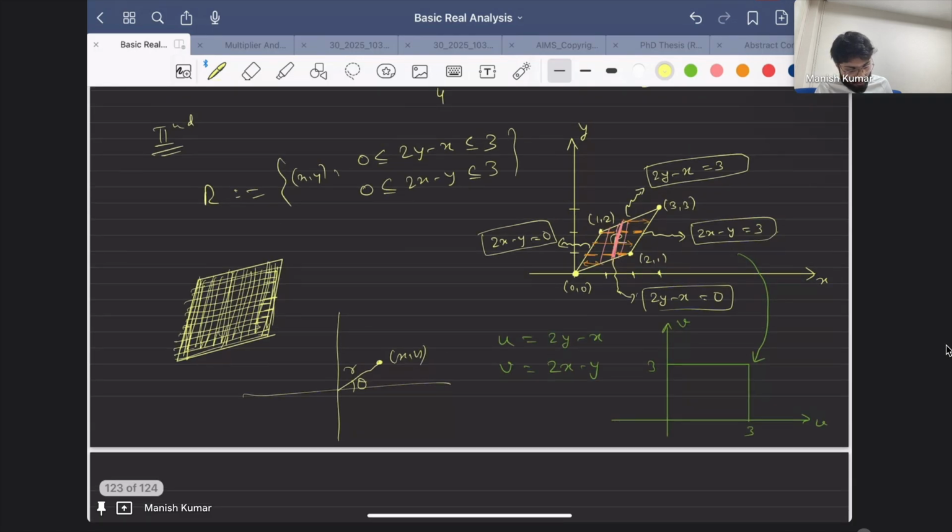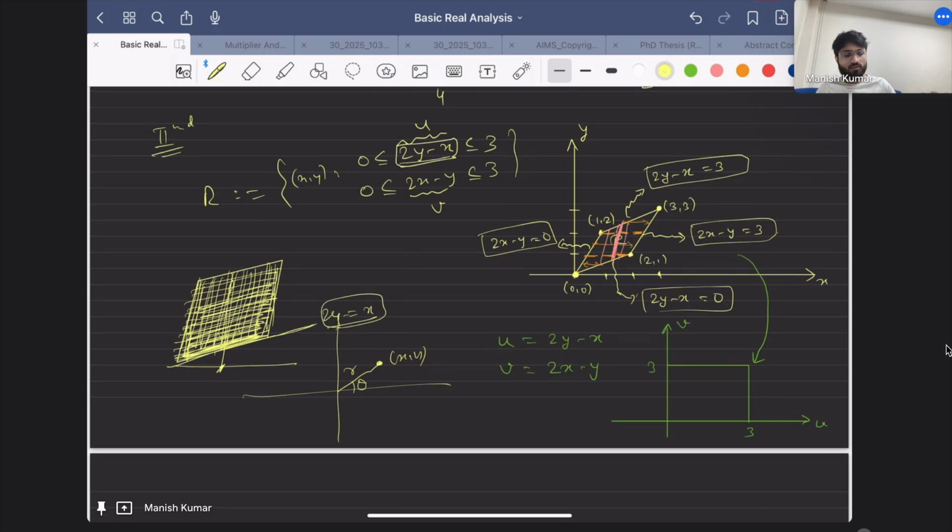So I'm not talking about how x and y are varying. I'm saying how this variable varies. If you consider this u and v, I'm not saying x is varying from 0 to this. I'm saying 2y minus x, the difference, is varying from 0 to 3. That means these horizontal lines, not horizontal to the x-axis, but horizontal to this line, 2y equals x, right? So this line is translating from 0 to 3 units.